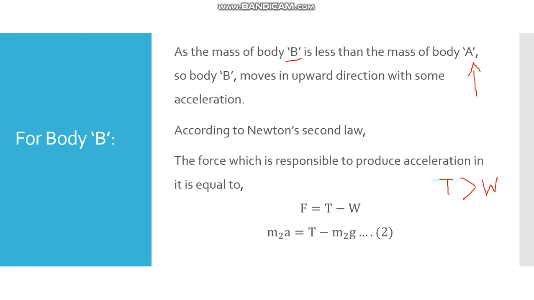Then we will replace F by ma, and for the second body we will put m as m2 and W as m2g. The formula is mg, but for the second body we replace m by m2. We will name this equation number 2. Now what is the purpose of this lecture? We have to derive the formula for acceleration and tension. So first we will talk about acceleration.